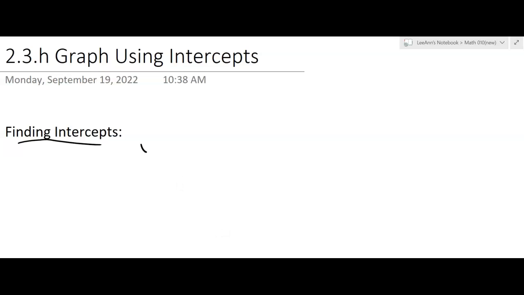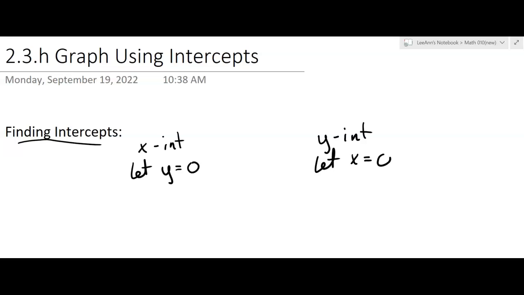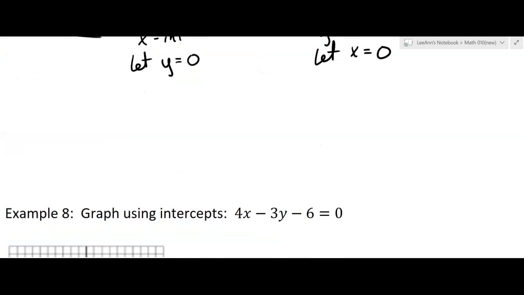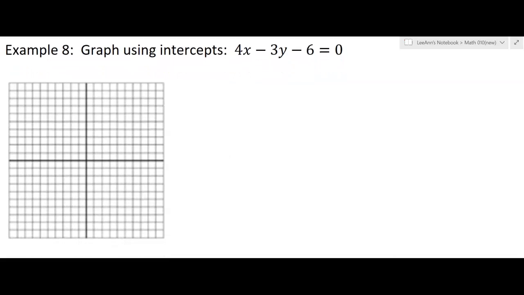If you want to find the x-intercept, then you let y equal 0. If you want to find the y-intercept, you let x equal 0. Okay. So now we're going to graph using intercepts.